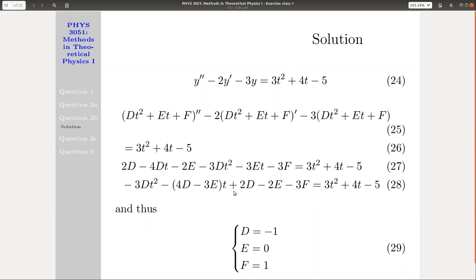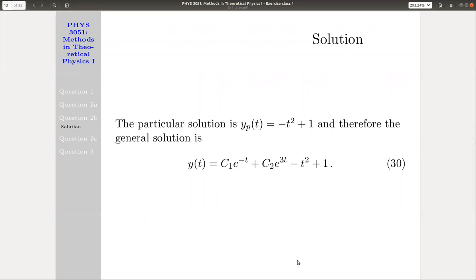Then after solving those linear equations, you should be able to find that d equals minus 1, e to be 0, and f to be 1. And therefore the particular solution is minus t squared plus 1. So the general solution takes the form like this. So this one is just the homogeneous solution that we have solved in part A, and this one is the particular solution.